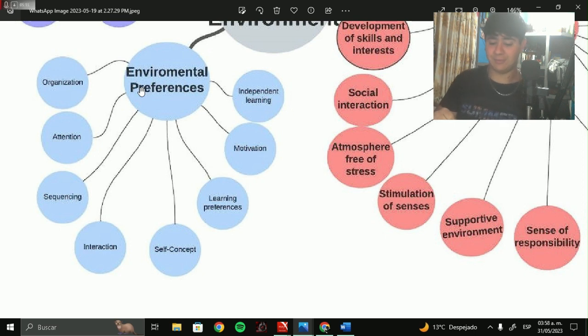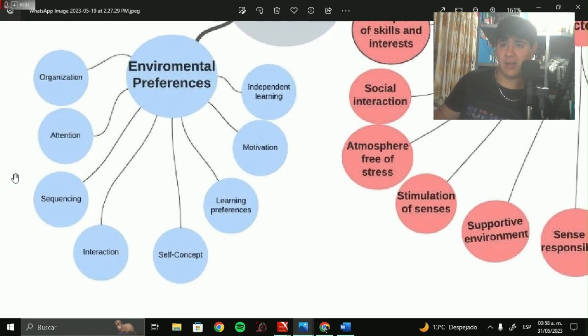Again, this is one of the most important aspects here, because if you know how learners organize themselves in their cognitive way, you can be aware of how to adapt and create a suited environment for every child, for the majority of children.